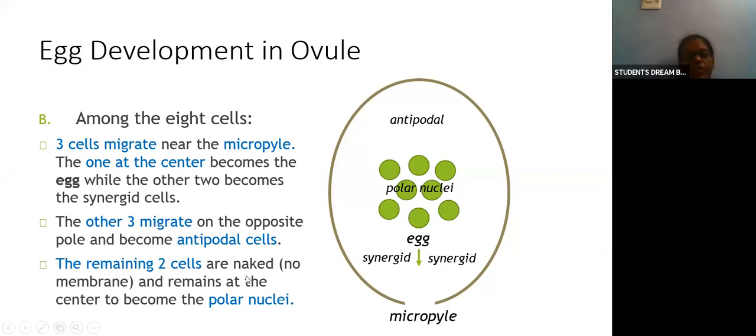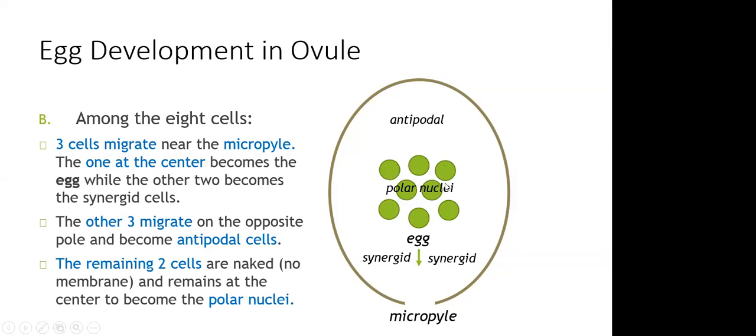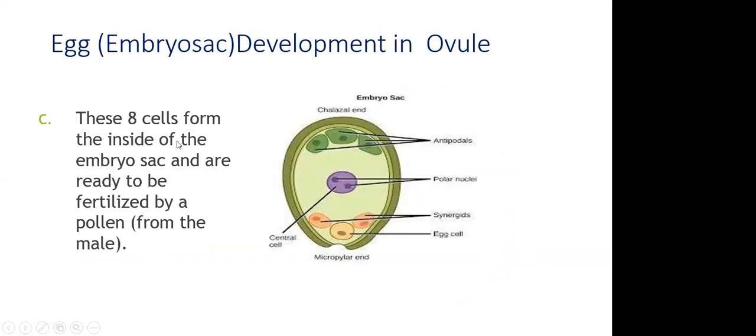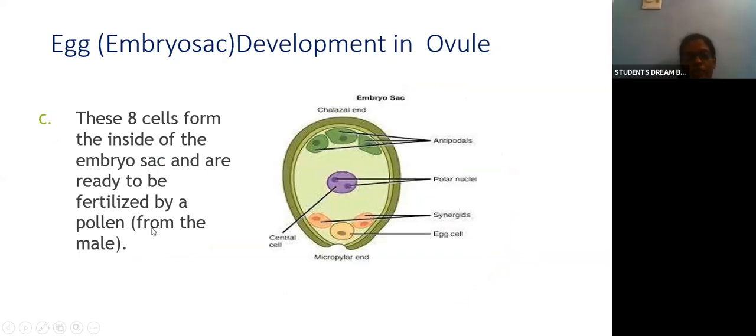Remaining 2 cells will be naked, there will be no membrane, they will remain at the center to become the polar nuclei. So this is the antipodal, this is the polar nuclei, and these are the synergids. These 8 cells will form the inside of the embryo sac and are ready to be fertilized by the pollen from the male. So the structure of these 8 cells will look like this. Here there will be antipodals, in the middle the polar nuclei, these are synergids, and here will be the egg cell.